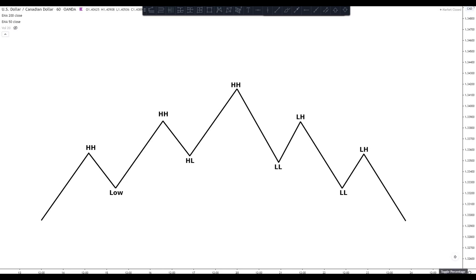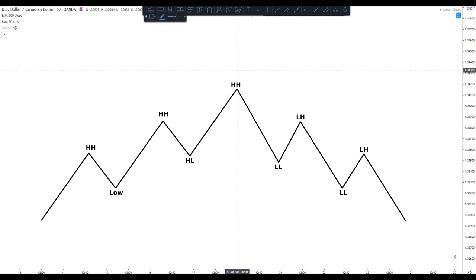So to understand this strategy, we have to understand the basics of market structure. So right here we have exactly that, the basics of market structure. Here we have an uptrend, and here we have a downtrend. You may have seen this already, but we're going to go over it one more time just to get it really stuck in your head. So here, the uptrend, we have a high and a low, and we have a higher high and a higher low, and then we have a higher high.